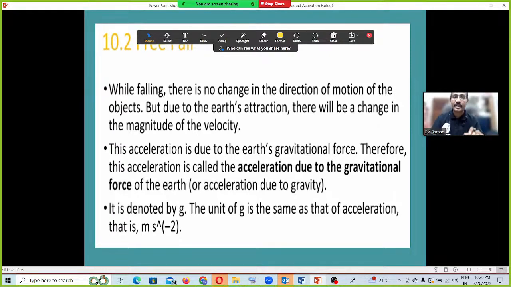Because of the Earth, it is fallen down. By the Earth it is fallen down. So it is denoted by small g. The unit of small g is the same as that of acceleration.